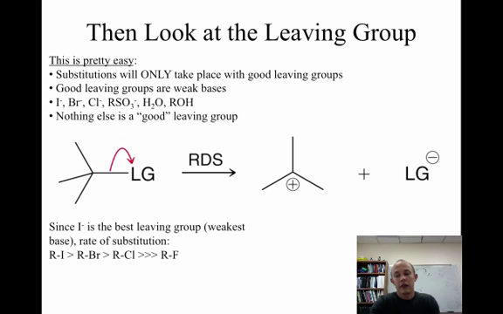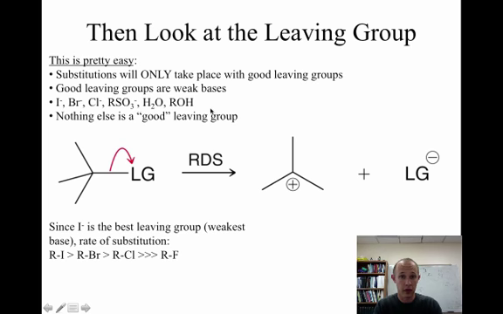Okay. As I mentioned before, the leaving group won't really determine whether or not we have an SN2 or an SN1 reaction, but it will determine whether a substitution reaction will happen at all. So what you want to know is that substitution will only happen if you have a good leaving group. And these are the only good leaving groups: iodide, bromide, chloride, not fluoride. Sulfonate leaving groups, we called those mesylate, tosylate, and triflate earlier. Water and alcohol can also be good leaving groups.